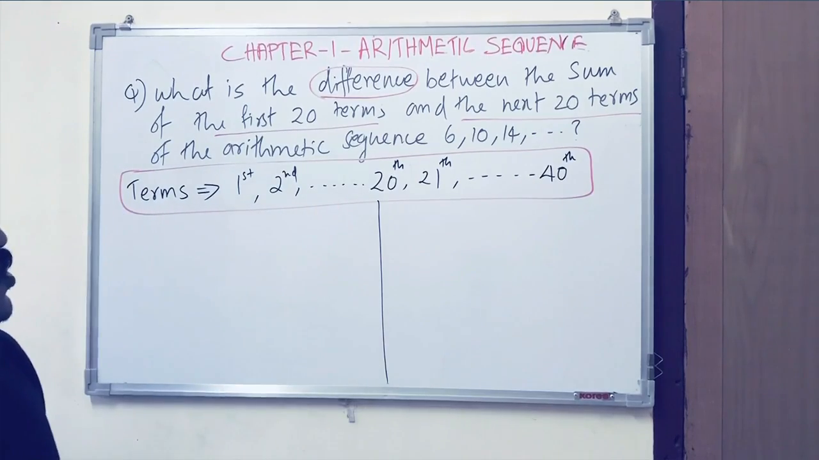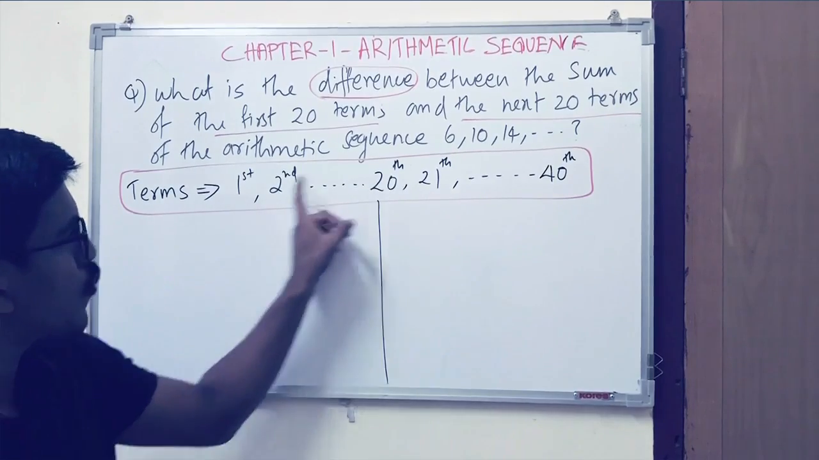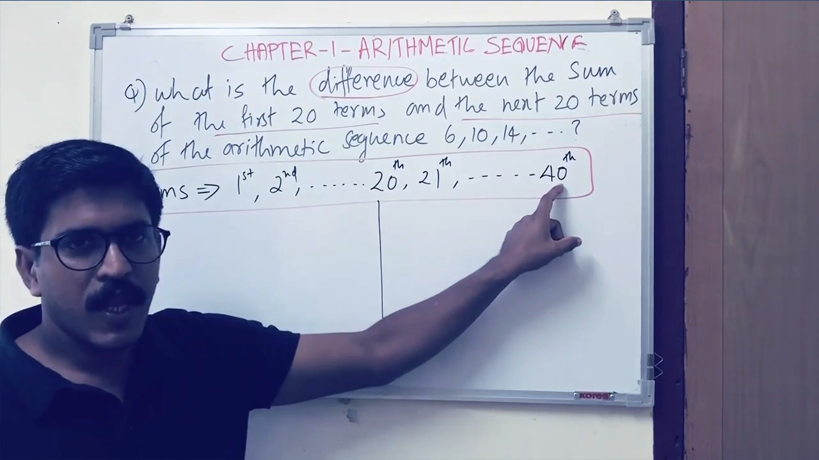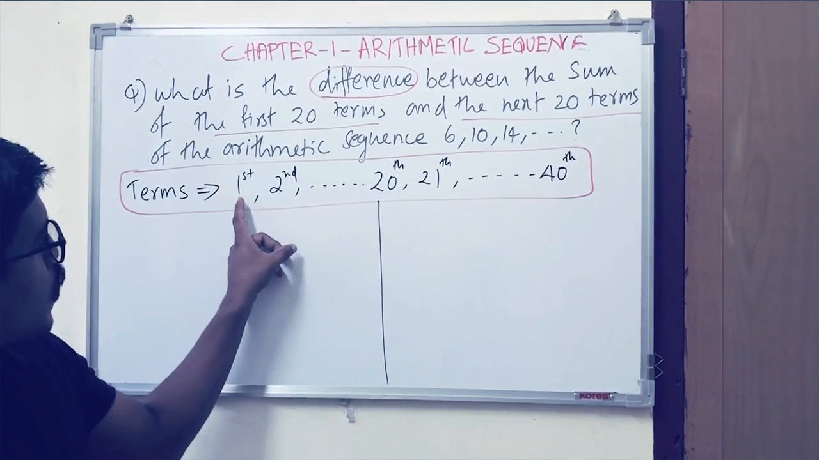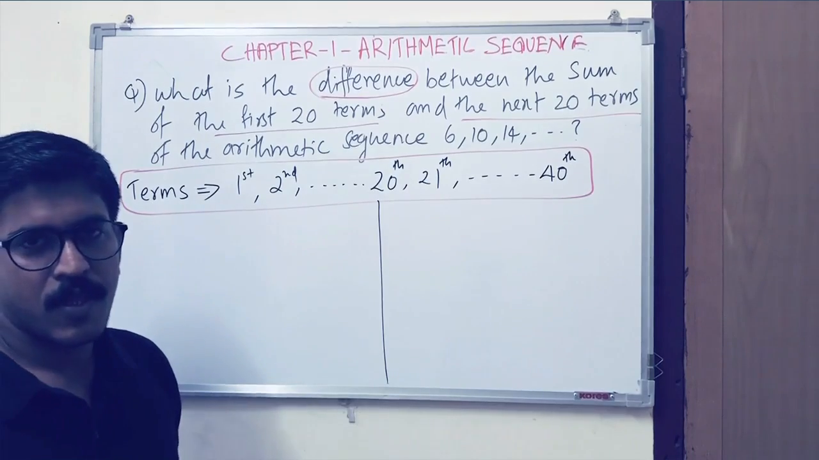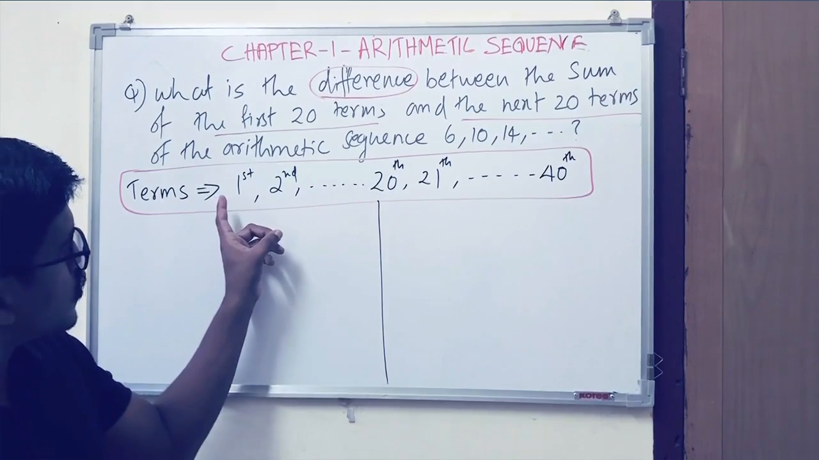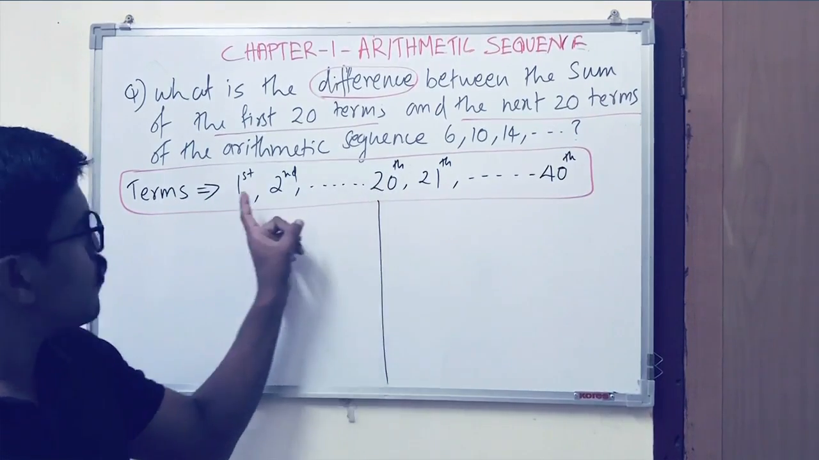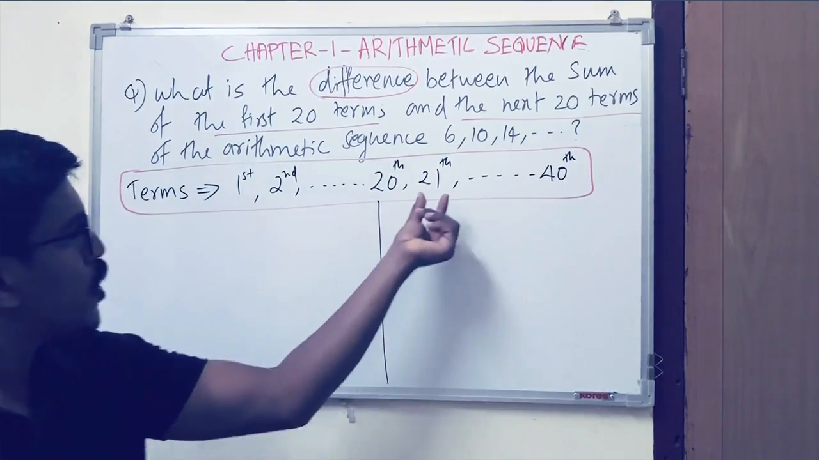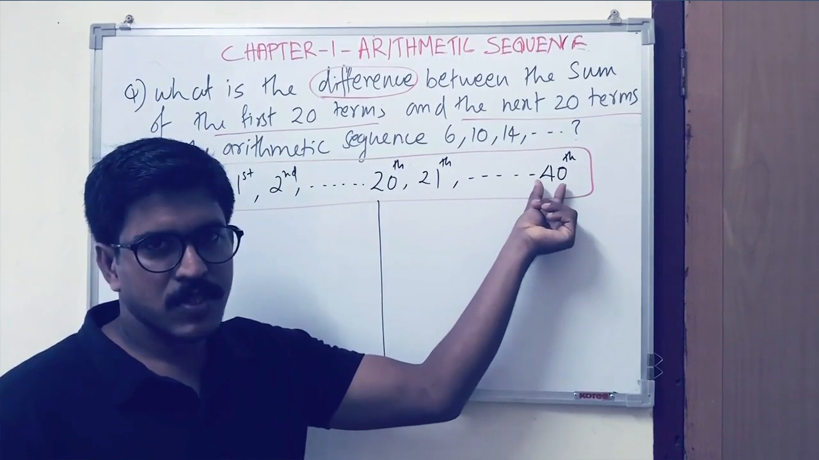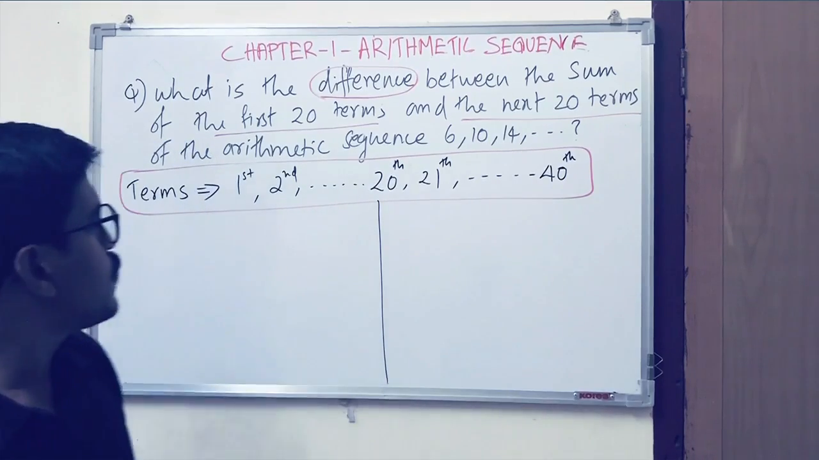So what we are going to do is find the sum of the first 40 terms and then find the sum of the first 20 terms. If we subtract the sum of the first 20 terms from the sum of the first 40 terms, we will get the sum of the next 20 terms, right? From here to here. Okay, clear?